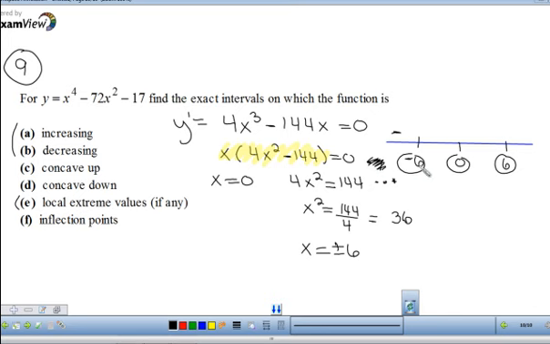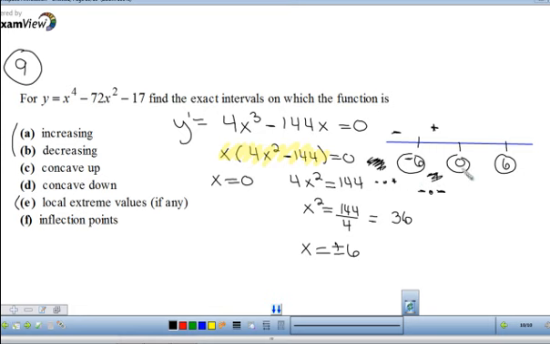So I need a number between negative 6 and 0. Let's try negative 1. So that's going to be a negative number. Negative 1 squared is 1. 4 minus 144, that's going to give me a negative number. So a negative times a negative is a positive.